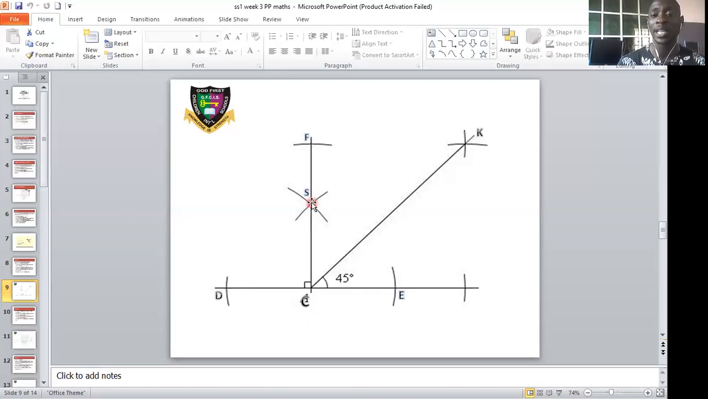Place the pin of your compass at E, cross the arc drawn from S, and draw a line to join the origin. You have angle 45. So you can see this is 45. It's as easy as that.